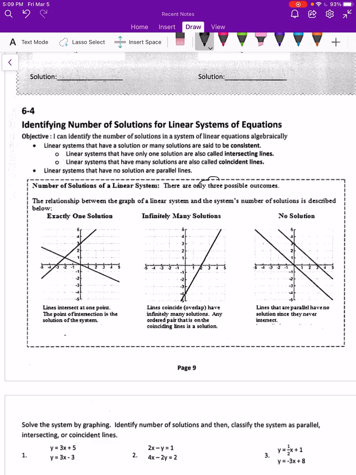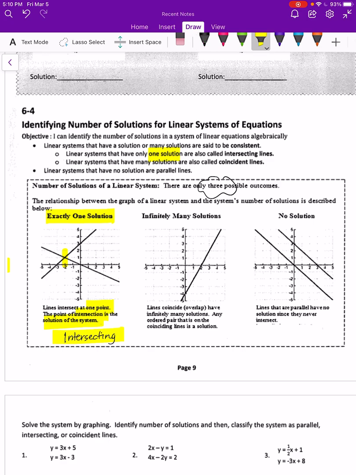There are 3 possible outcomes. The first one has exactly one solution. So let me pull up my yellow highlighter. They have exactly one solution. It is at one point. They intersect at one point, and the intersection is the solution to the system, and they are called intersecting lines. Makes sense. They intersect.